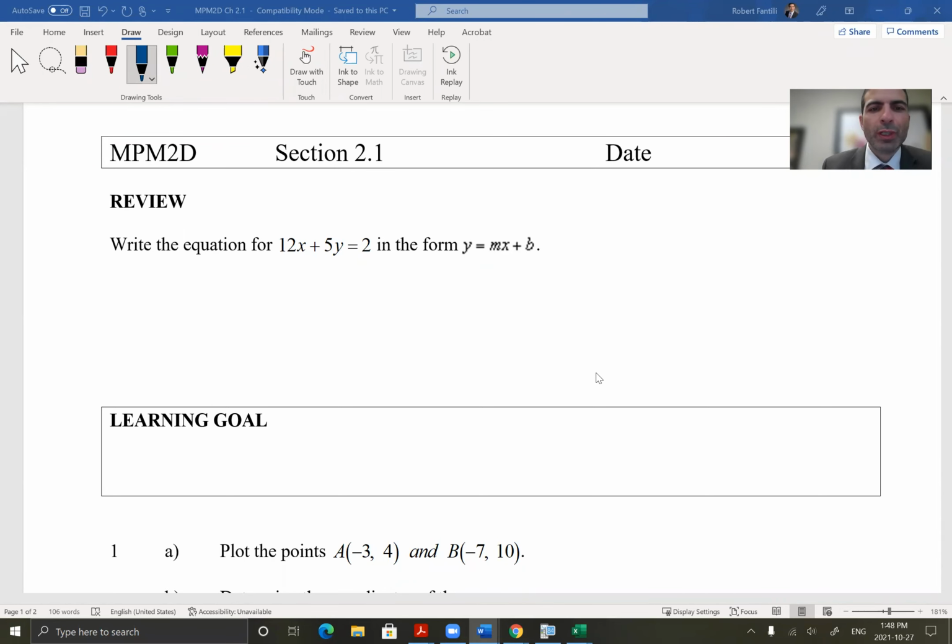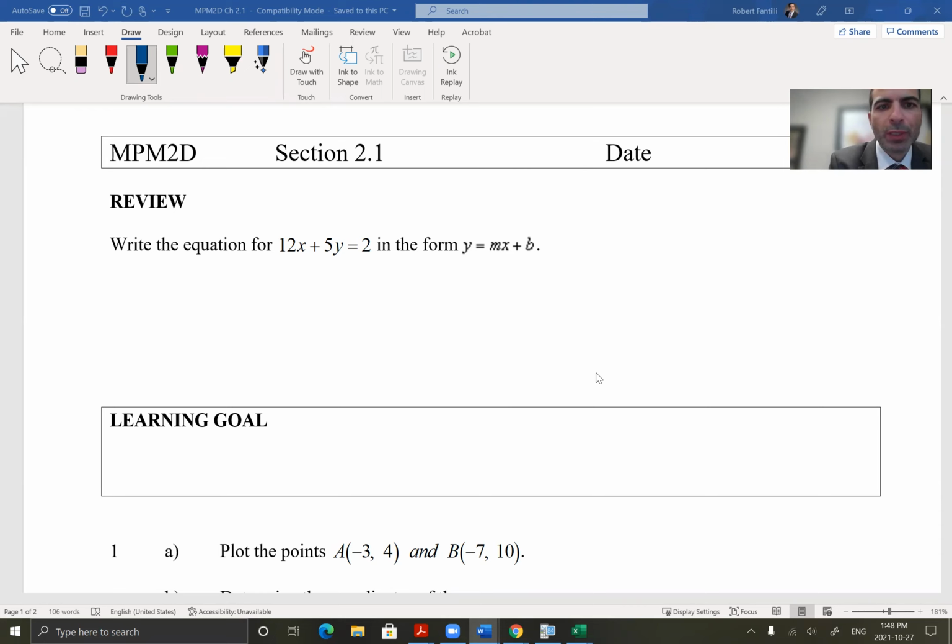Okay, gentlemen, so we're starting off with trying to write the equation 12x plus 5y equals 2 in the form y equals mx plus b. At any time, if you want to make sure that you know what you're doing, you can pause the video, try on your own, and then obviously replay and see how you did.